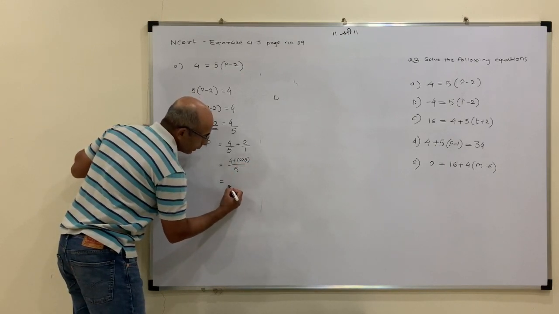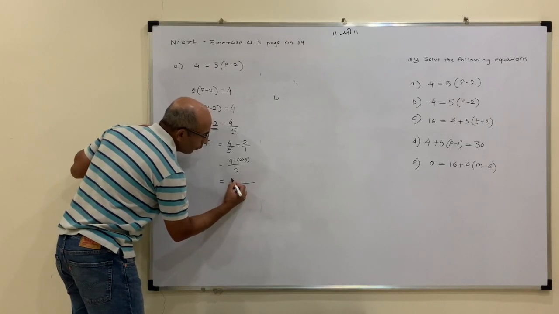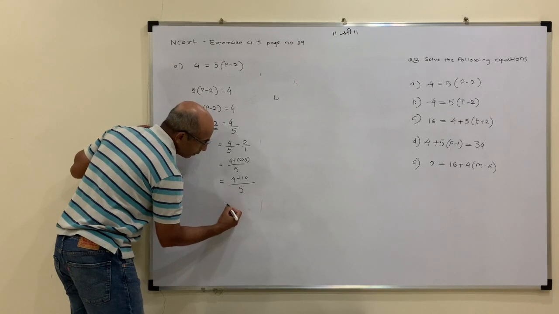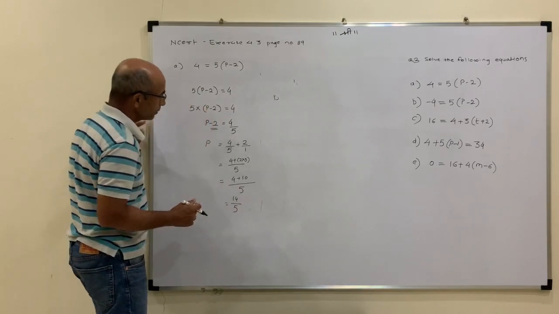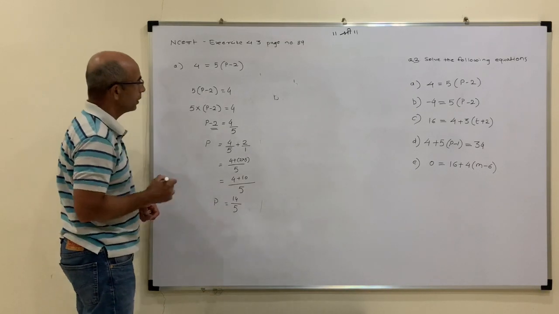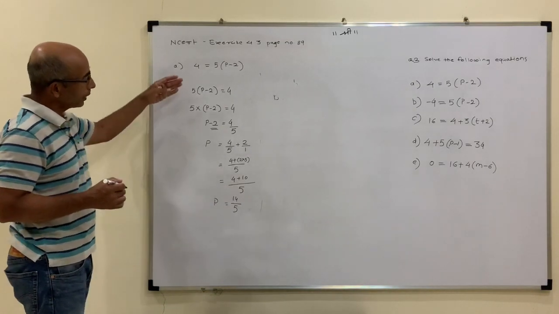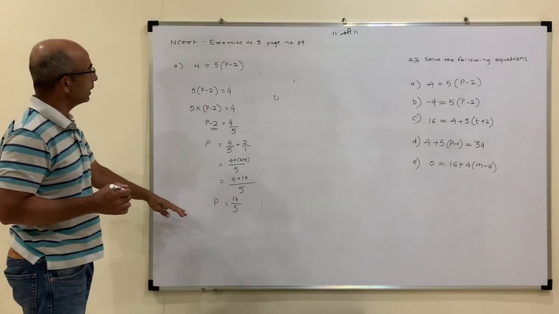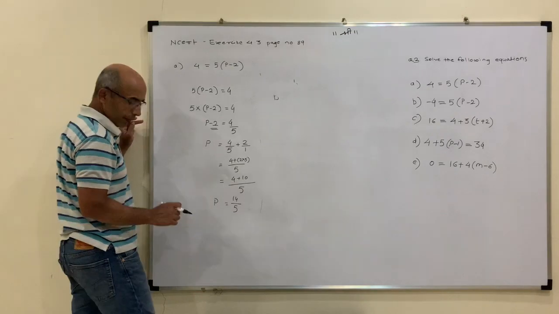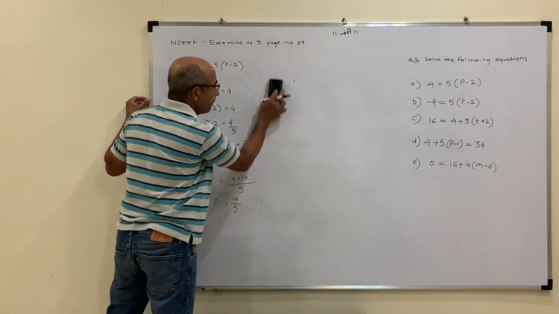Therefore the next step will be 5. 4 plus 10, that is equal to 14 divided by 5 is my value of P. So now we can reconfirm this complete equation by putting 14 divided by 5 in place of P.